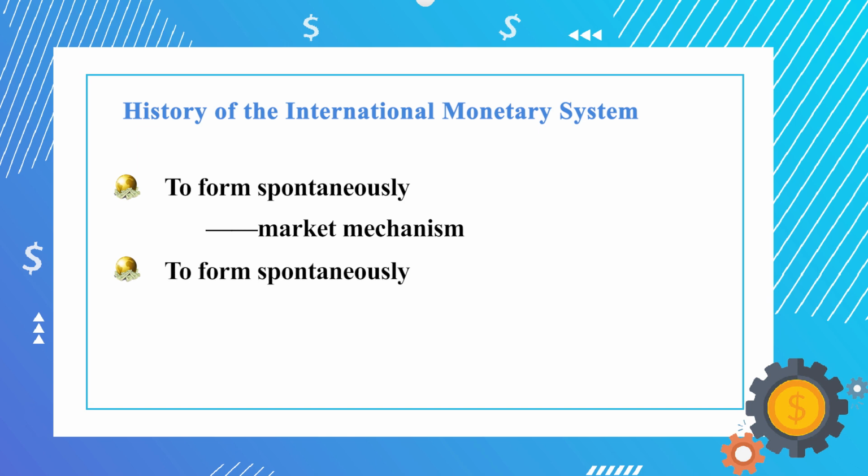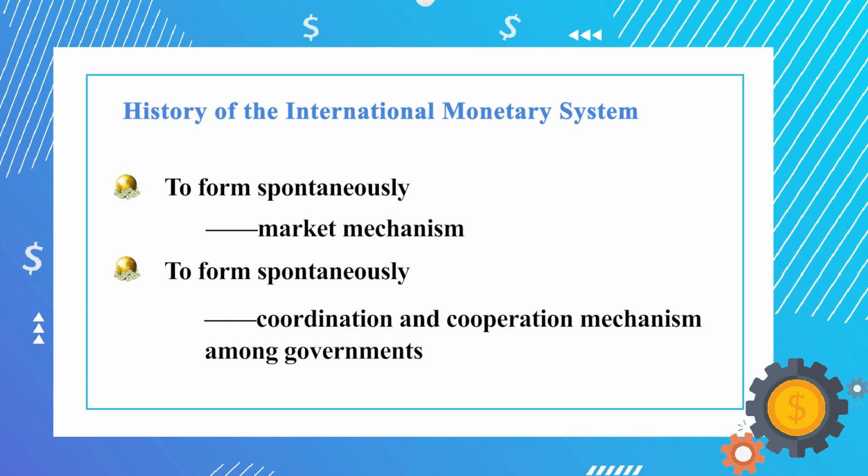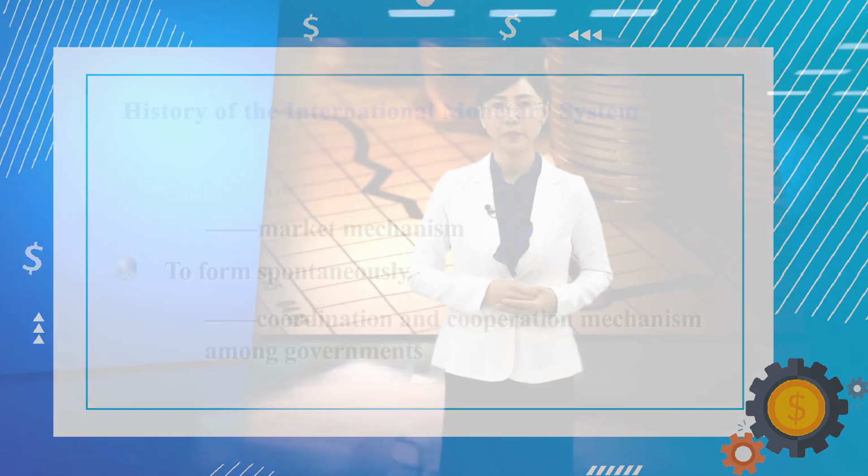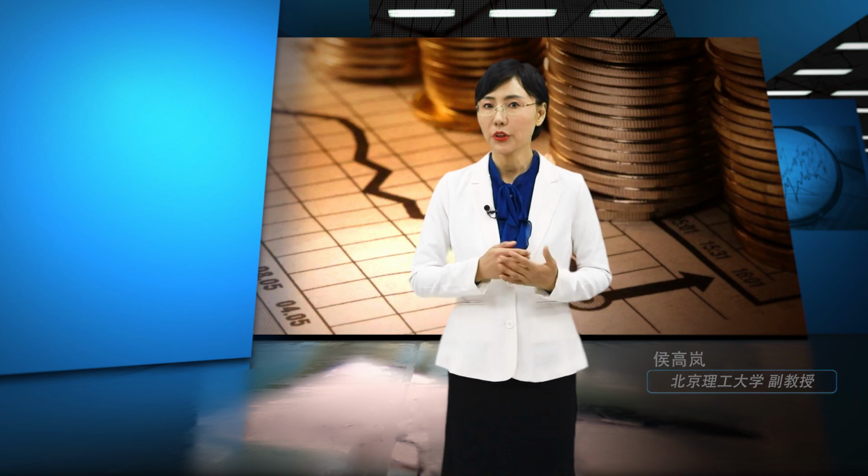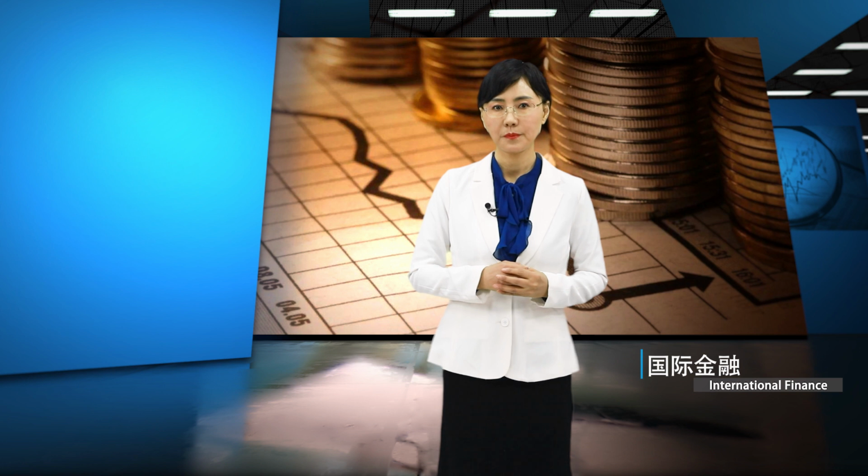Another is to set up deliberately. It is a coordination and cooperation mechanism among governments. The Bretton Woods system was set up in this way. The third way is between the above two. At the beginning, it forms spontaneously, then it is set up deliberately through cooperation among governments.